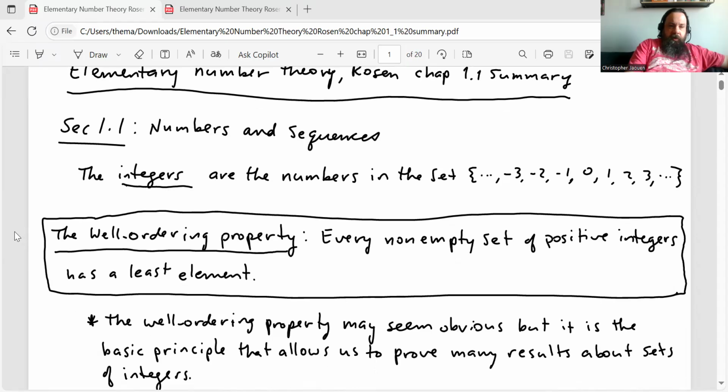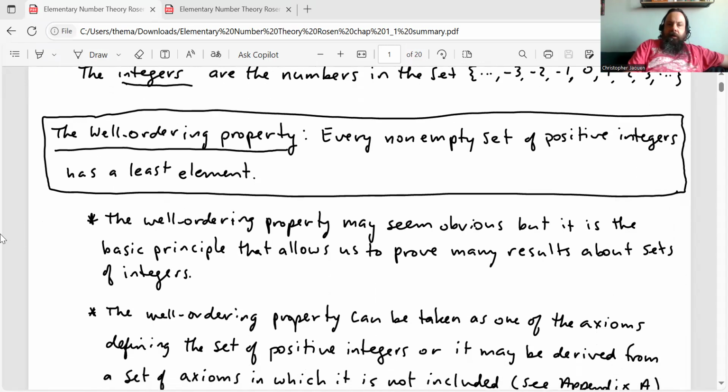Okay, so section 1.1. We start with some definitions and, well, an axiom, I guess. The entire section 1.1 is on numbers and sequences. We'll start with the definition of the integers, or an intuitive definition, I guess. The integers are the numbers in the set ..., -3, -2, -1, 0, 1, 2, 3, et cetera. And we start with an important property of the integers, which is called the well ordering property.